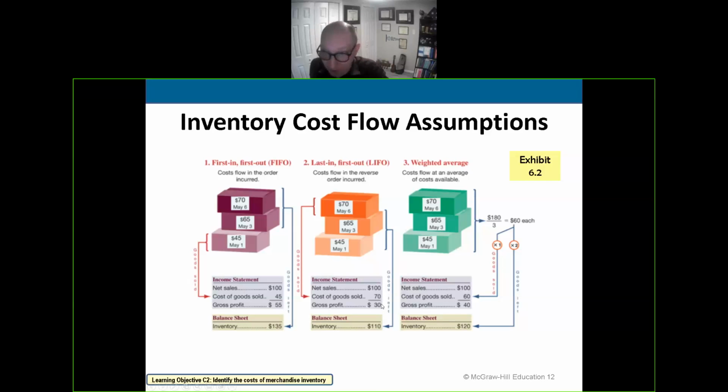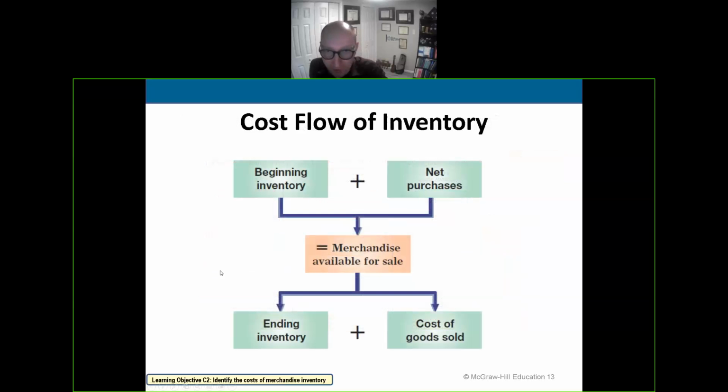Okay, so those are the three methods. There's technically four, but those are the three. You've seen this slide before. We talked about this one in the last chapter. Inventory has a flow, as we just saw, right? First in, first out. Comes in, it leaves first. Last in, first out. The last one purchased is the first one I'm going to sell. And then the weighted average. But we see from those examples, there's a physical flow of the inventory. It's coming in, it's going out, etc.